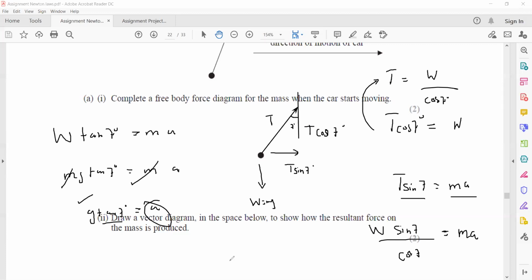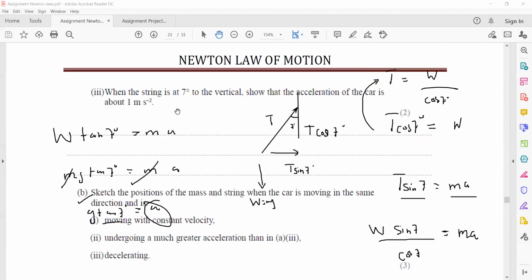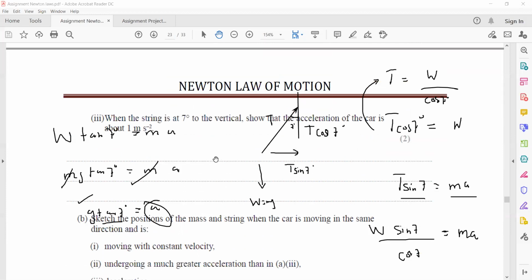Is it clear? This part in which we have to calculate the horizontal acceleration, which is about 1.